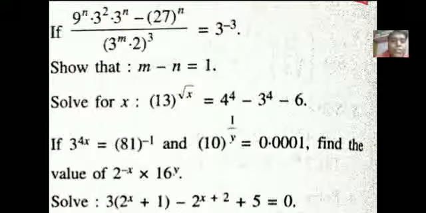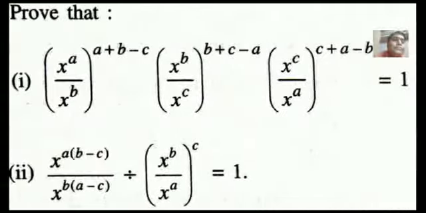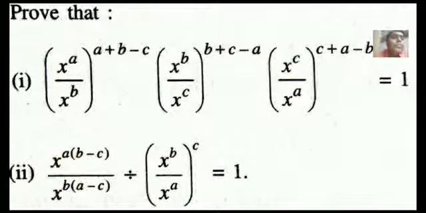Okay. Next question, solve 3 bracket 2 to the power x plus 1 bracket close minus 2 to the power x plus 2 plus 5 is equal to 0. Clear? I read again. 3 bracket 2 to the power x plus 1 bracket close minus 2 power x plus 2 plus 5 is equal to 0. Next question for you.